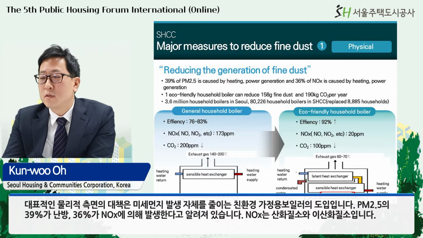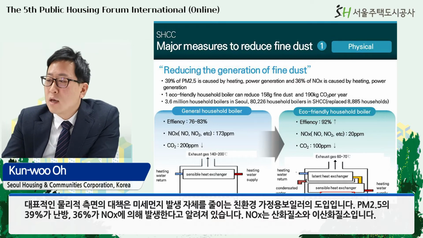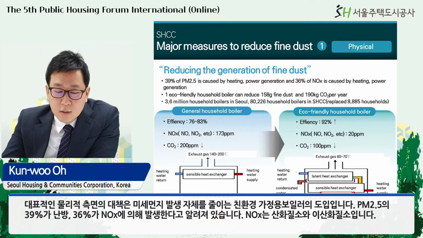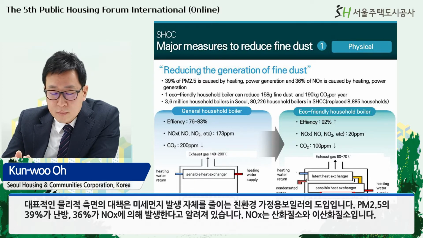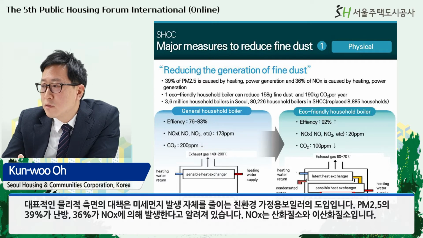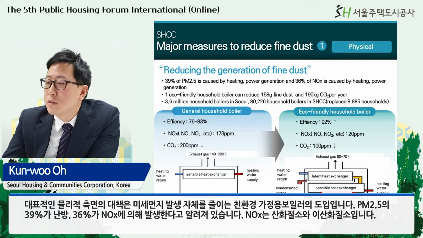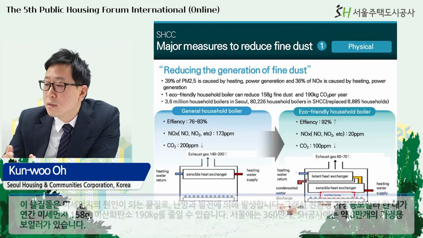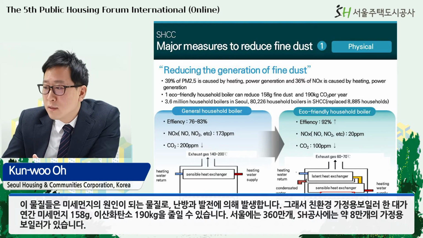As a representative physical measure, the eco-friendly household boiler, which reduces the generation of fine dust itself, was introduced. It is noted that 39% of PM 2.5 is caused by heating and power generation, and 36% of NOx. NOx is nitrogen oxide, nitrogen dioxide. It is a precursor of fine dust. It's caused by heating and power generation.